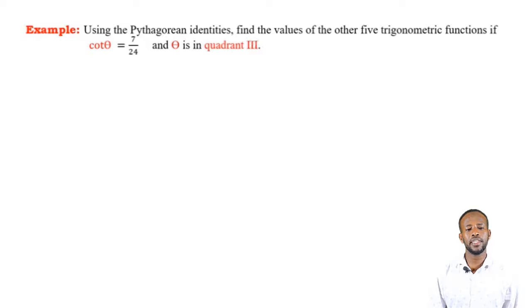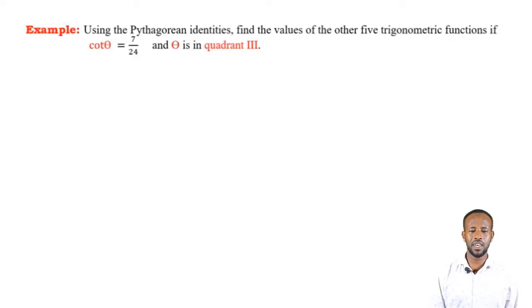Using the Pythagorean identities, find the values of the other five trigonometric functions, if cotangent theta is equal to 7 over 24 and theta is in quadrant 3. Students, this example is similar to the previous example, the one we saw just now. In what way can we find the other five trigonometric functions? What you must take care of is the quadrant. Also use the Pythagorean identities.